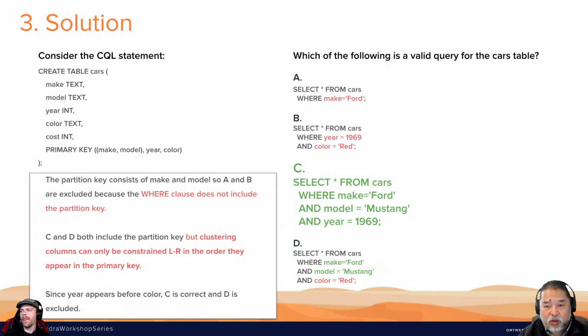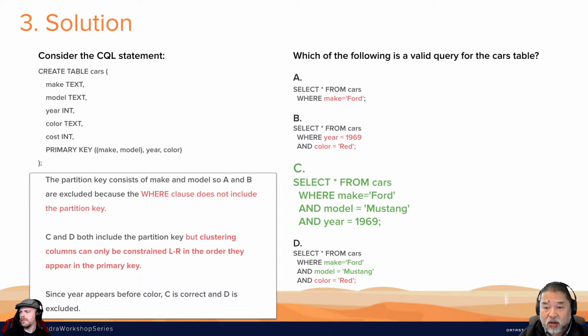Once again, we're going to look at the primary key. In this case, we have 4 columns that make up the primary key. The first 2, make and model, are the partition key. And the next 2, year and color, are clustering columns. They define how rows are ordered within a partition. Ordered first by year and then by color.